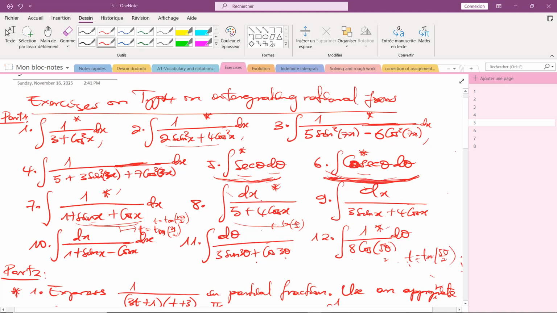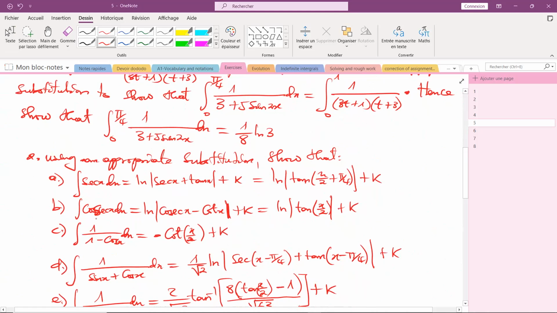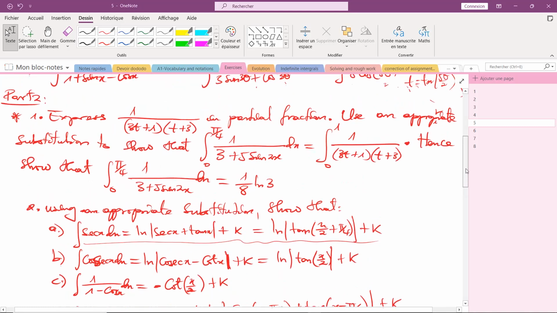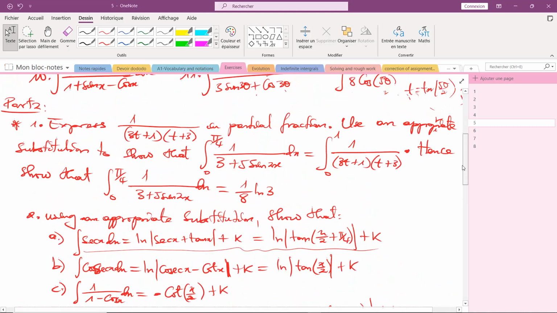So in the next video that will be coming, I'll find the integral of cosec theta. I'll prove that the integral of cosec theta must be equal to ln of the absolute value of cosec theta minus cot theta plus a constant k, which is still equal to ln of the absolute value of tan theta on 2 plus a constant k. We have already proved this one. So I'll prove this one in the next video, and I'll also do the other exercises.